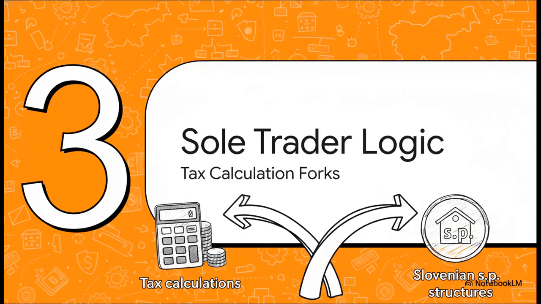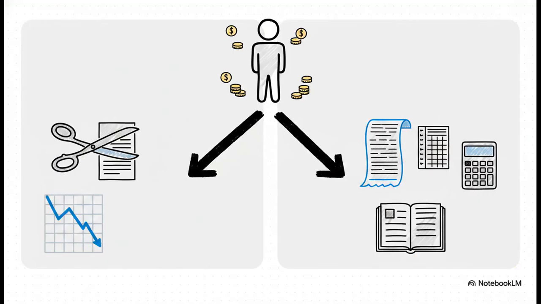Section 3, Sole Trader Logic. This introduces a major fork in the road for tax calculations. Okay, this is where localization gets genuinely complex. Your software has to handle a massive divergence in how calculations are run for individuals. A sole trader, which is known as an SP in Slovenia, does not pay corporate tax. They pay personal income tax, but they get to choose between two radically different ways to calculate their tax base. Your software needs entirely distinct modules for this.